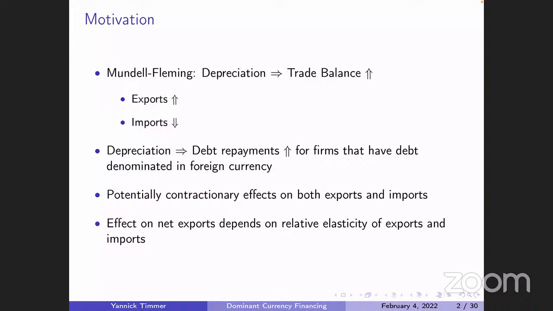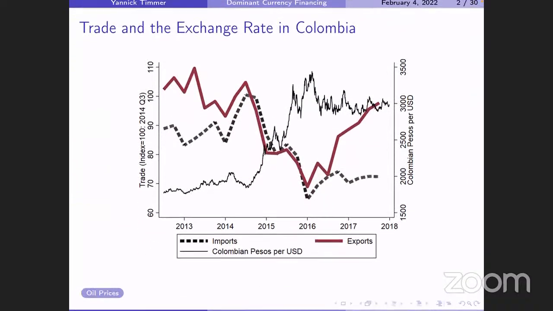So in summary, a depreciation may also have different effects on the trade balance through exports and imports, not through the typical expenditure switching channel, but also through this channel that increases or decreases the debt repayments, which then affects the exports and imports. And that's what we're going to study in this paper.